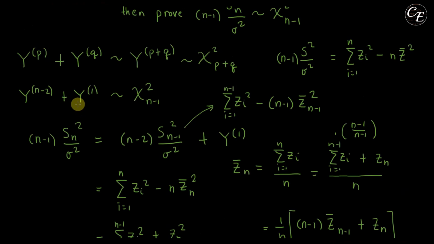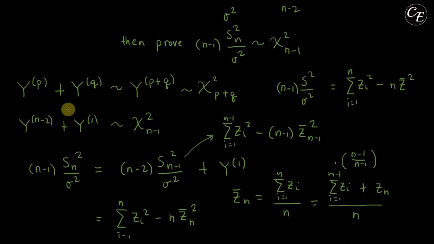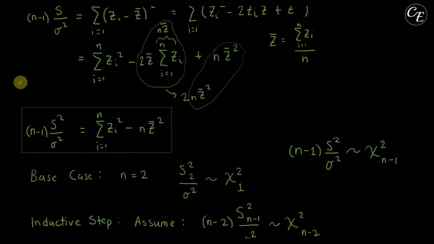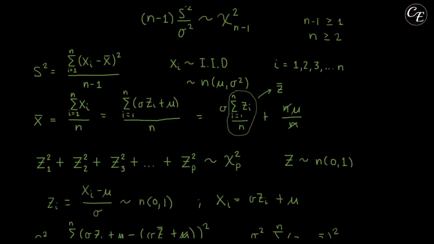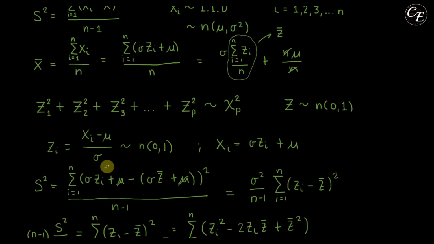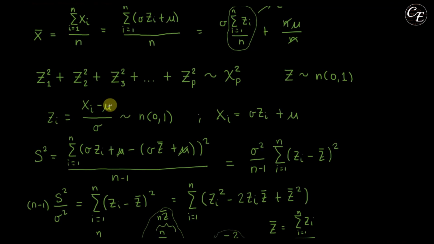So now, based on this theorem, this one has a chi-square distribution with n-1 degrees of freedom, proving our inductive step. So we already proved this inductive step and this base case. Then we have proved our theorem that n-1 times the ratio of sample variance over the population variance has a chi-square distribution with n-1 degrees of freedom. So now for the appendix of this video, proving this, let me have another sheet.